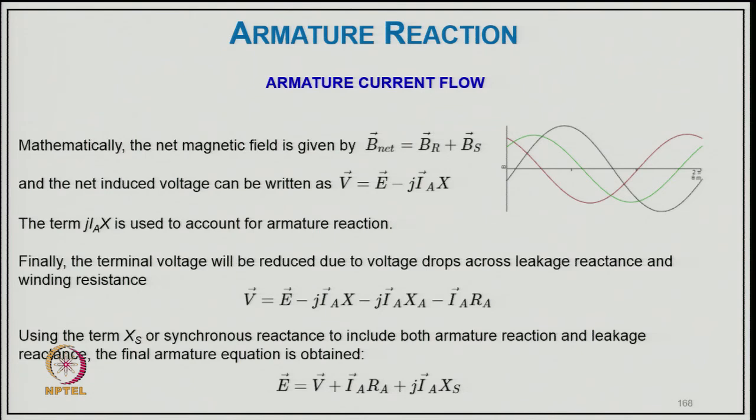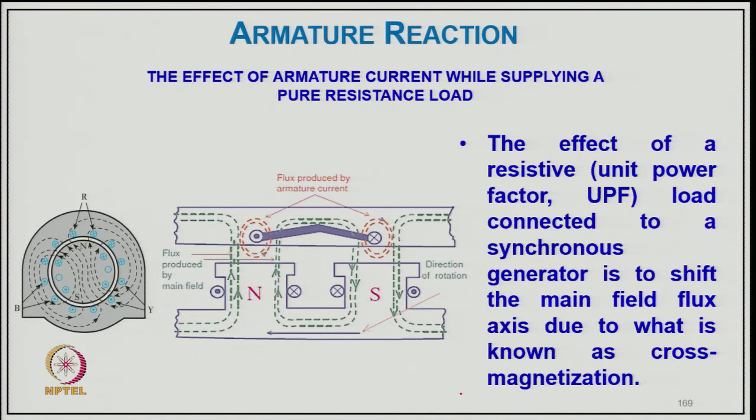Mathematically the net magnetic field is B_net equal to B_r plus B_s, and the net voltage can be V equal to E minus jI_a X. If resistance is neglected, the term IX is used to account for the armature reaction. Finally, the terminal voltage is reduced to V equal to E minus jI_a X_a minus I_a R_a, and the X_s term is the synchronous reactance to include armature reaction and leakage reactance. This is equal to V plus I_a R_a plus jI_a X_s, and that we call synchronous reactance. And this is the effect of armature current supplying a purely resistive load.